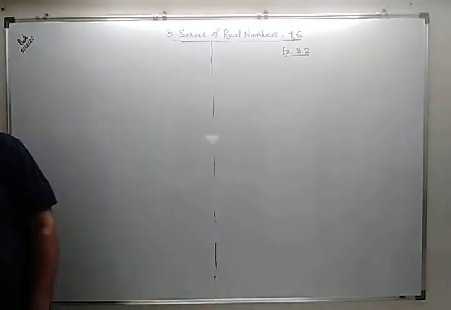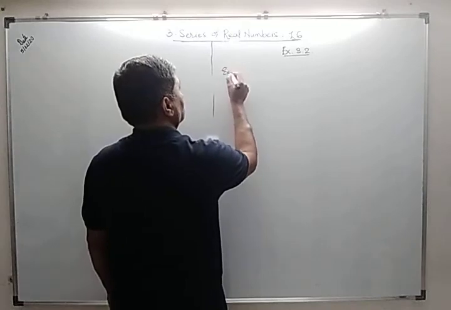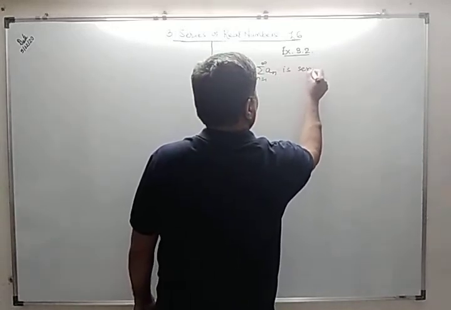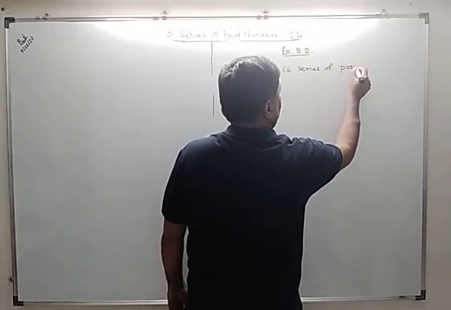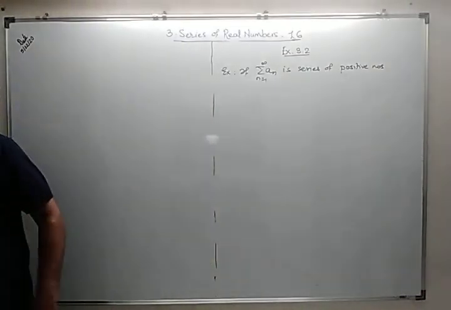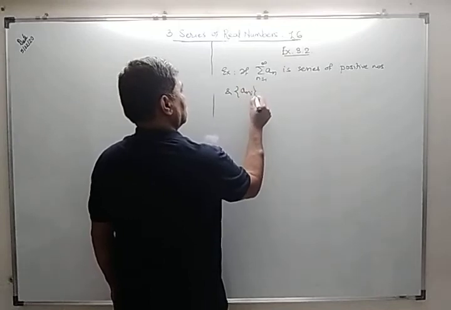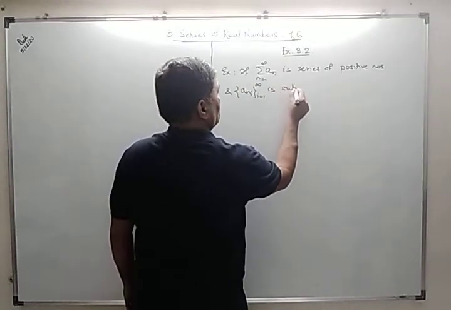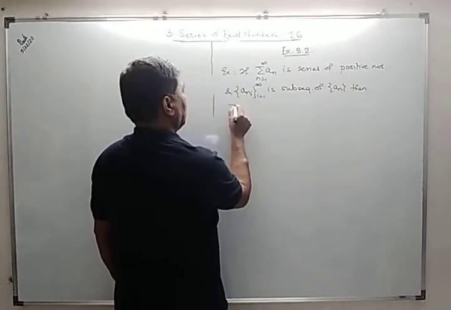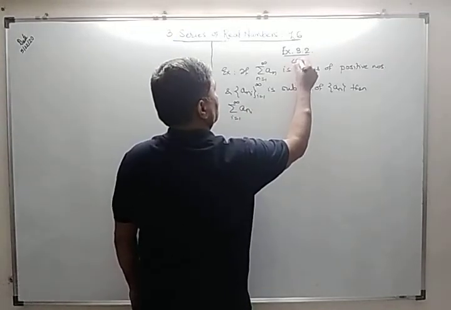So in that our first example is: if summation of a_n is a convergent series of positive numbers, and n_i is a subsequence of n, then summation of a_{n_i}, i equal to 1 to infinity, is a convergent series.